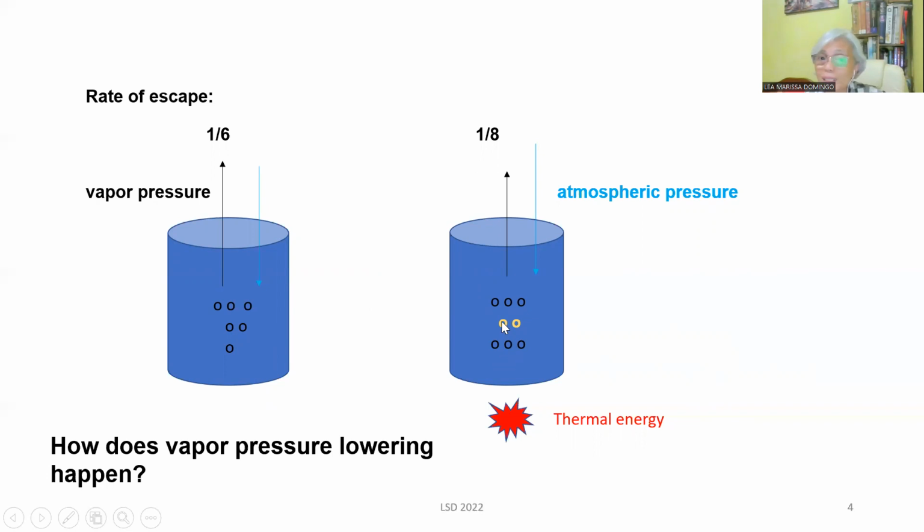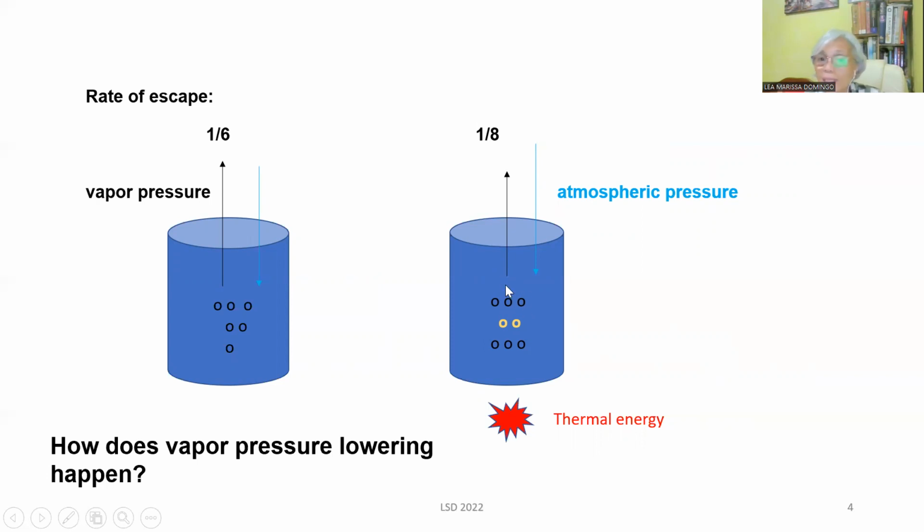Ngayon, pag dinagdagan natin ng, let us say, 2 molecules of sugar, anong nangyari? Hindi nabago yung number of solvent particles, yung water molecules. However, these 2 additional sugar molecules resulted to what? Naging 8 ngayon yung particles. So, ang rate of escape ng bawat isa sa mga water molecules ay 1/8. Initially, 1/6. Tapos, naging 1/8.